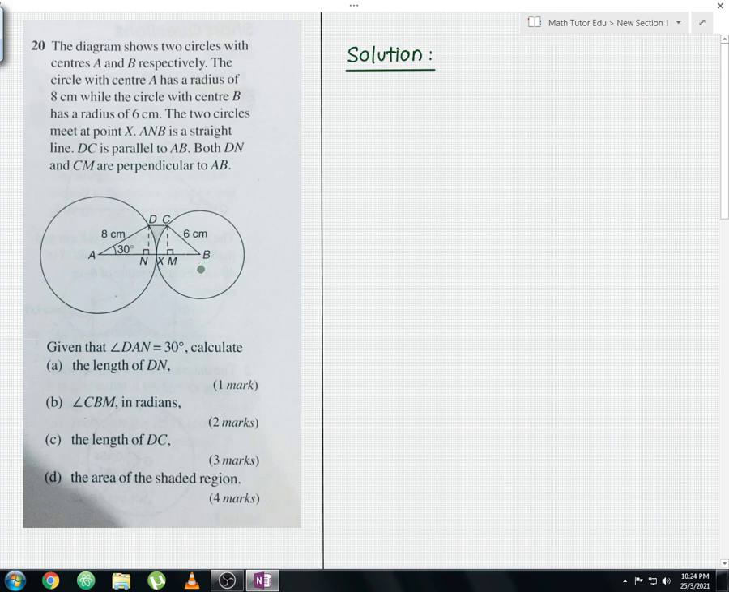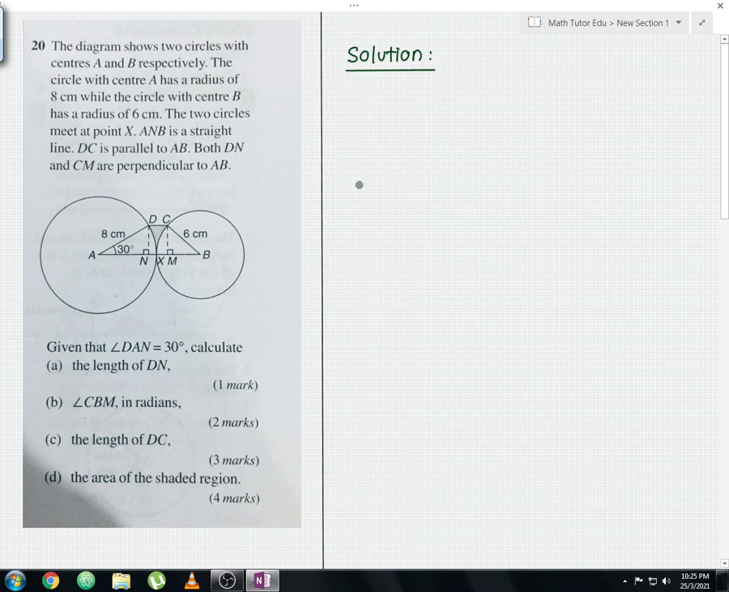DC is parallel to AB. Okay, both DN and CM are perpendicular to AB. Continue to read the question. Given that angle DAN is equals to 30 degrees, calculate the length of DN, angle CBM in radians, the length of DC, and the area of the shaded region. So this is the overall question.